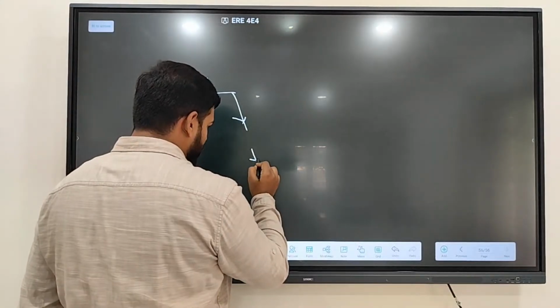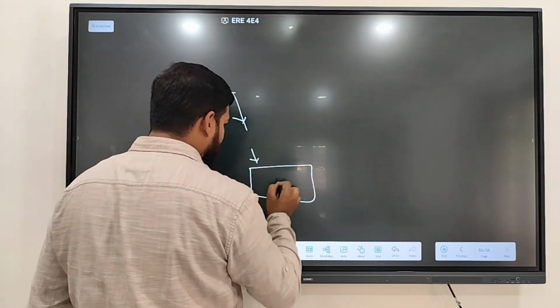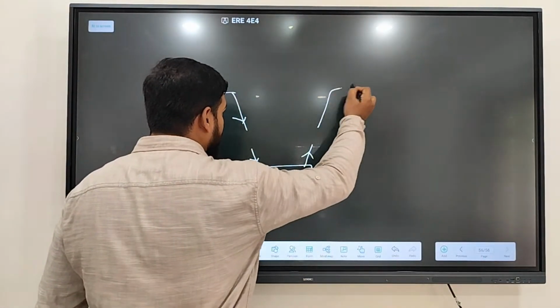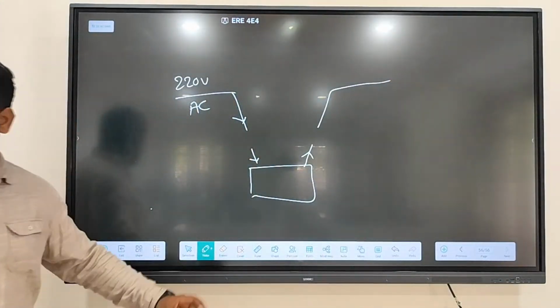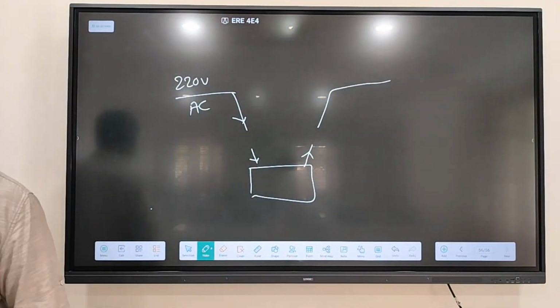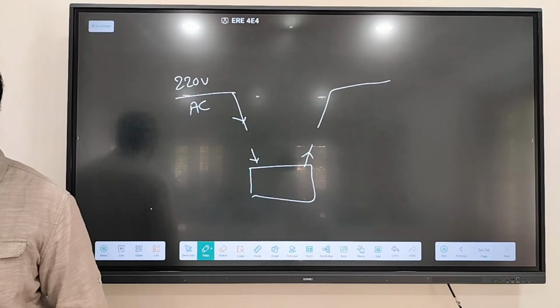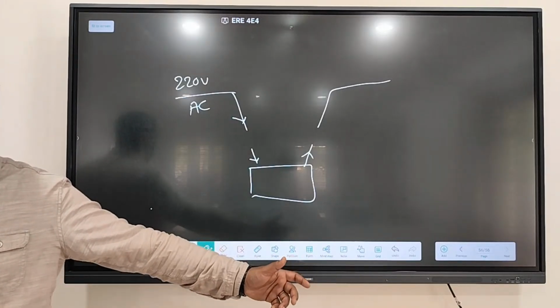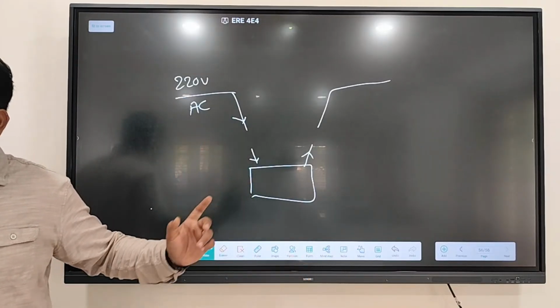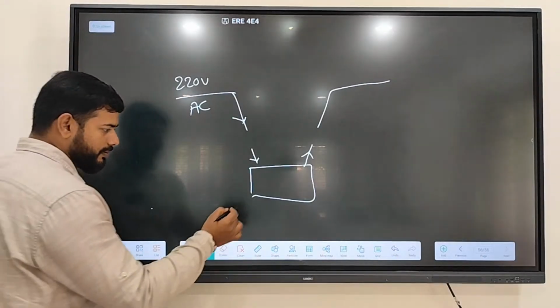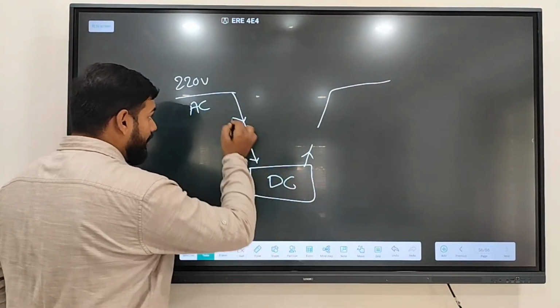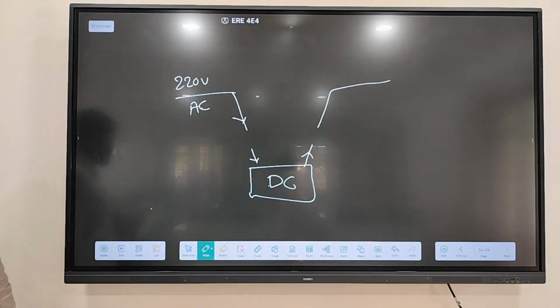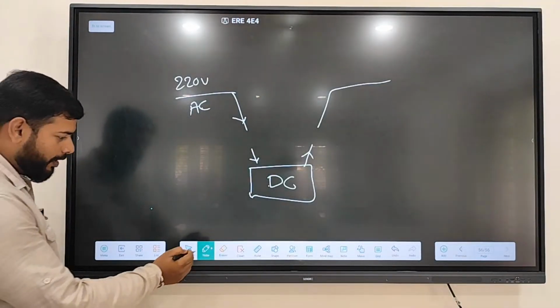If the current goes off, we need backup, right? Power backup. The power backup is UPS, uninterruptible power supply. In the UPS battery, the electric current is stored in the form of which? DC current. AC current is converted to DC current with the help of which instrument?